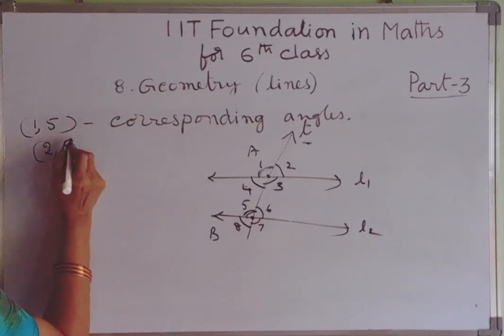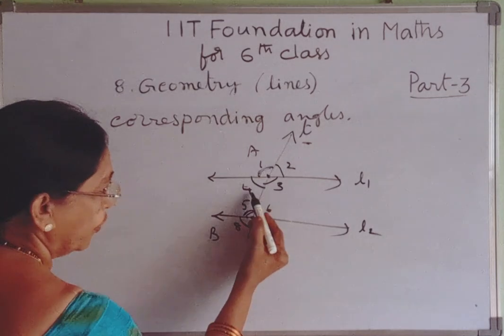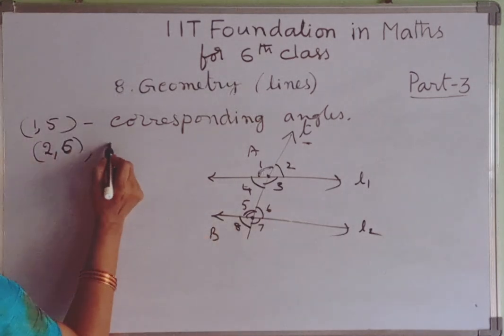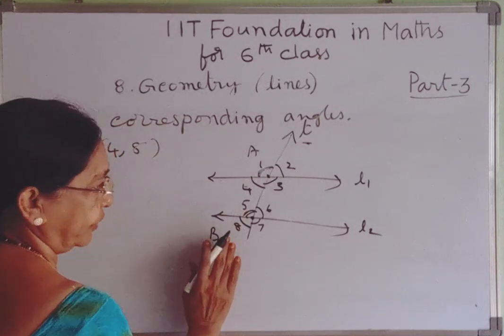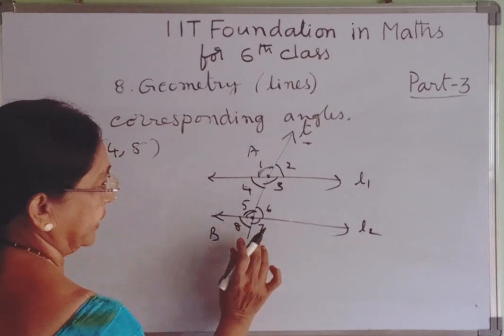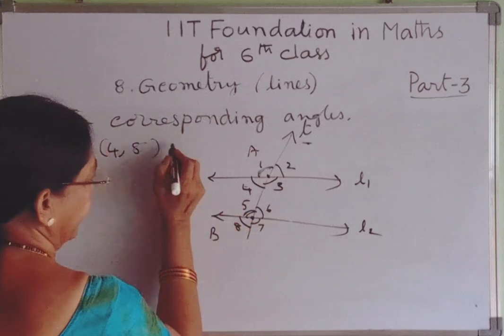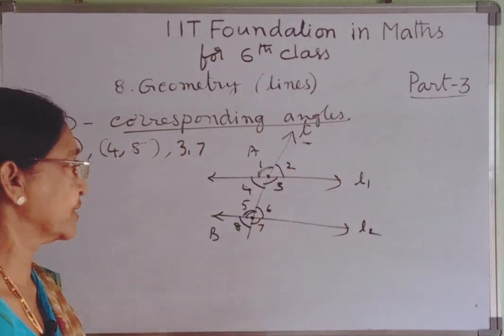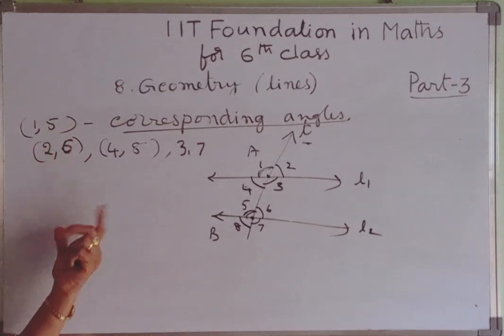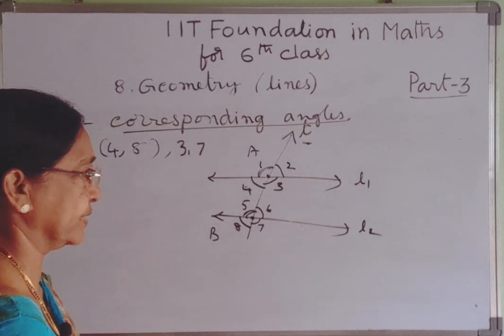And 4 and 8 are also a set of corresponding angles. And also 3 and 7 are corresponding angles. So altogether there are 4 sets of corresponding angles.